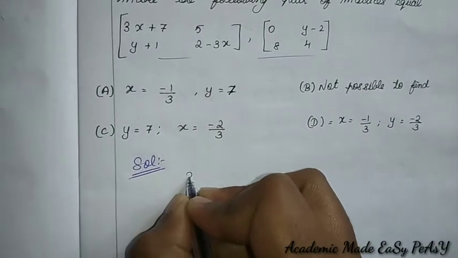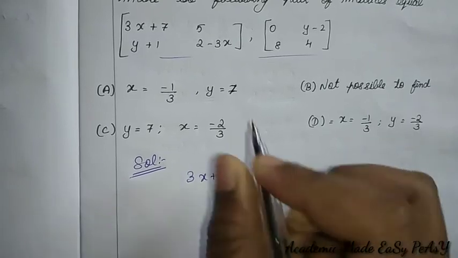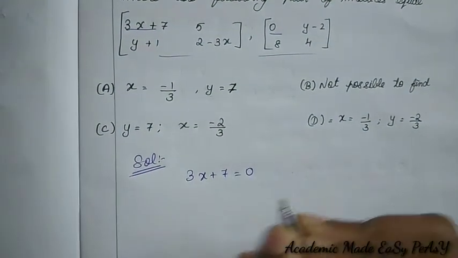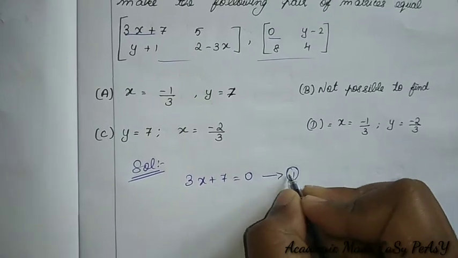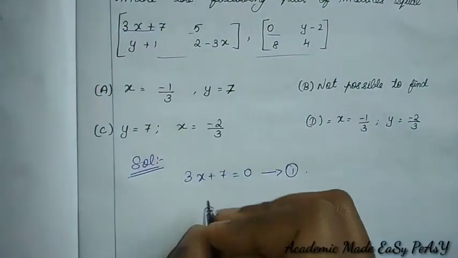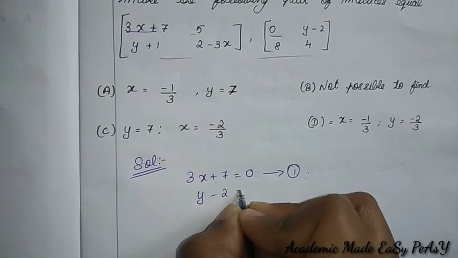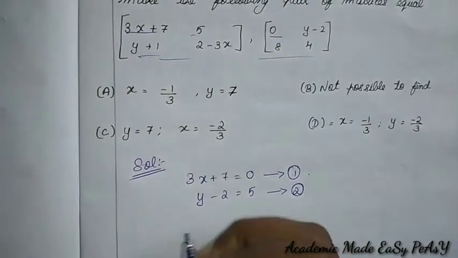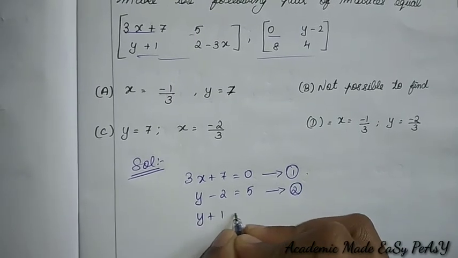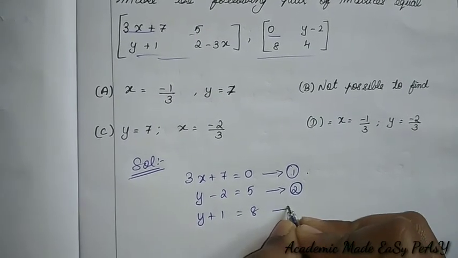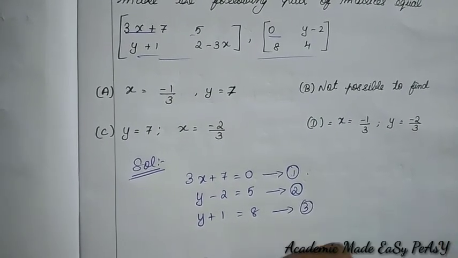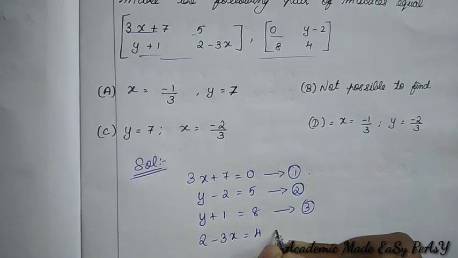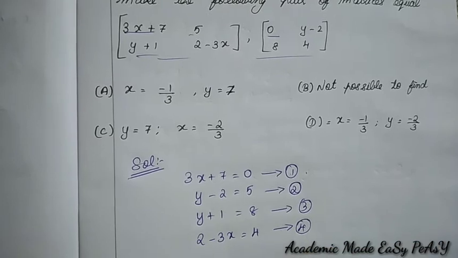So I will have 3x plus 7, and this and this should be equal, so 0. Let this be equation 1. And next is y minus 2 is equal to 5. This is equation 2. My equation 3 is y plus 1 is equal to 8. And my last equation is 3 minus x is equal to 4. This is my equation 4.